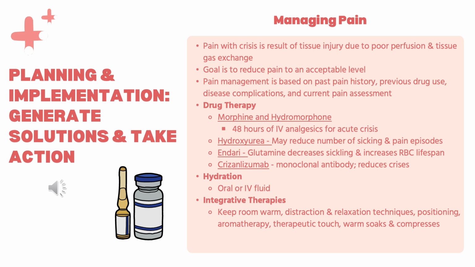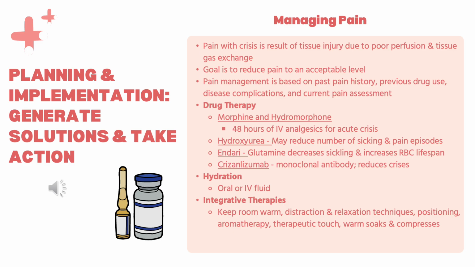So morphine and hydromorphone are the mainstays of treatment during an acute pain crisis, and they're typically given intravenously for at least 48 hours on a routine schedule or through a PCA pump. So once the pain is controlled, dosing can transition to the oral route. PRN schedules are typically going to be avoided because they usually fail to provide adequate relief.